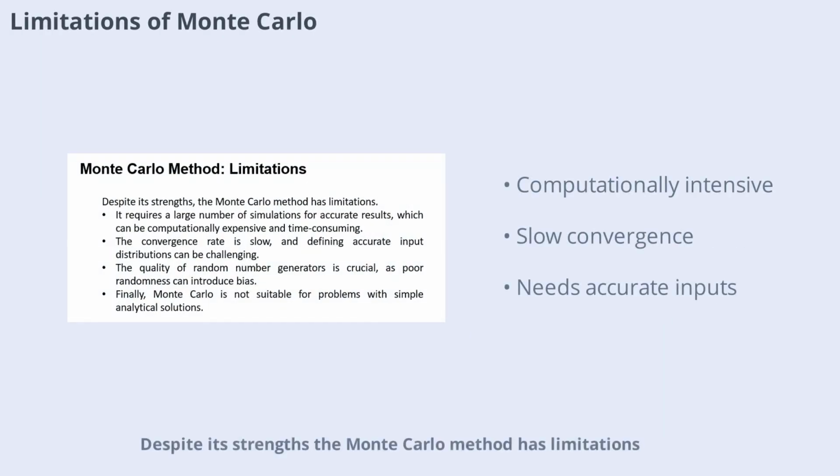Despite its strengths, the Monte Carlo method has limitations. It requires a large number of simulations for accurate results, which can be computationally expensive and time-consuming. The convergence rate is slow, and defining accurate input distributions can be challenging. The quality of random number generators is crucial, as poor randomness can introduce bias. Finally, Monte Carlo is not suitable for problems with simple analytical solutions.